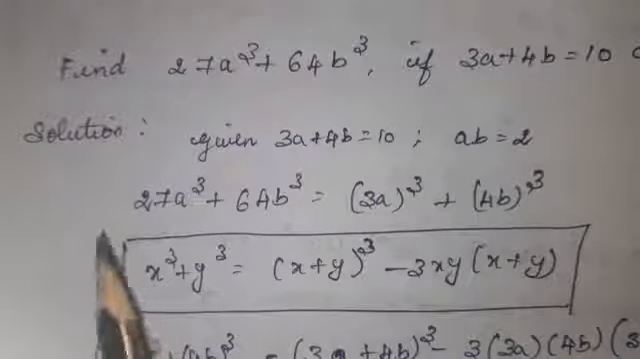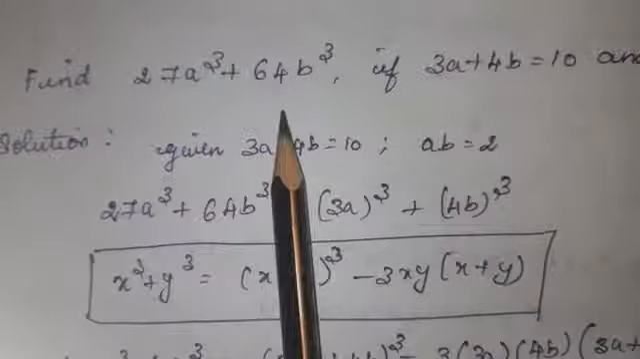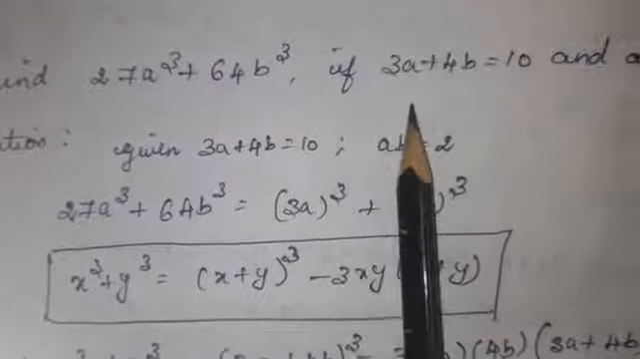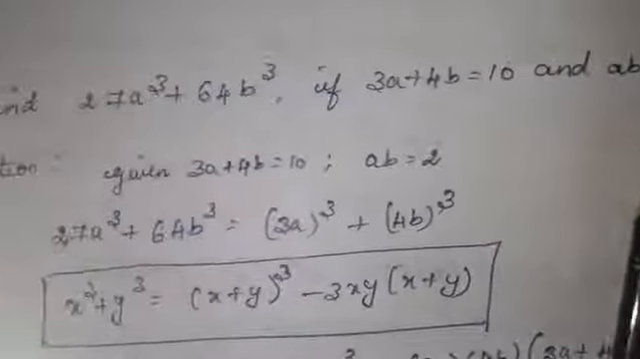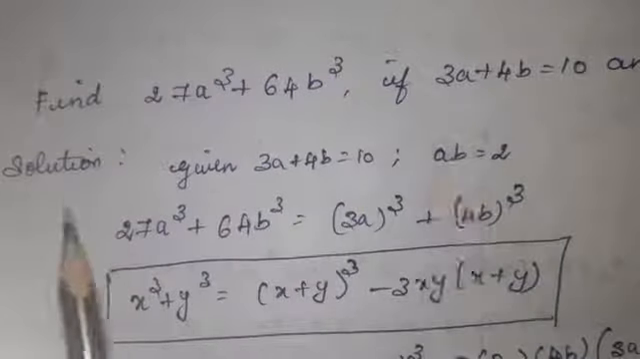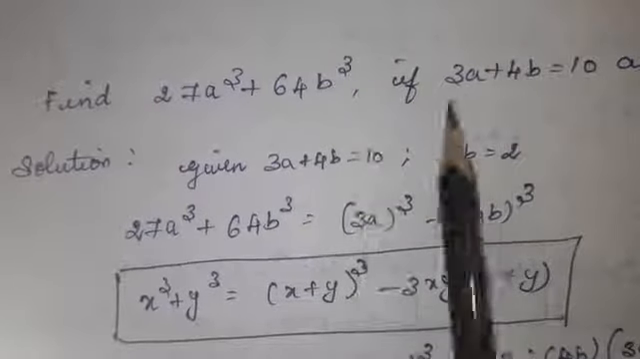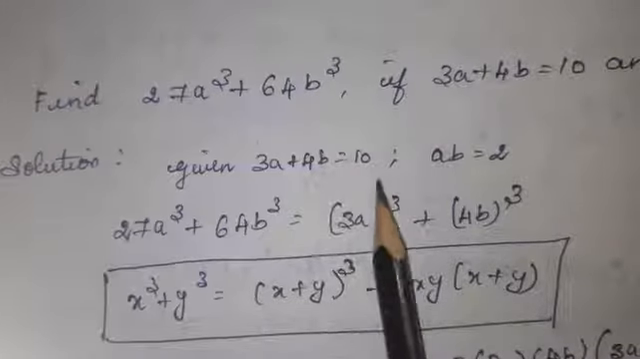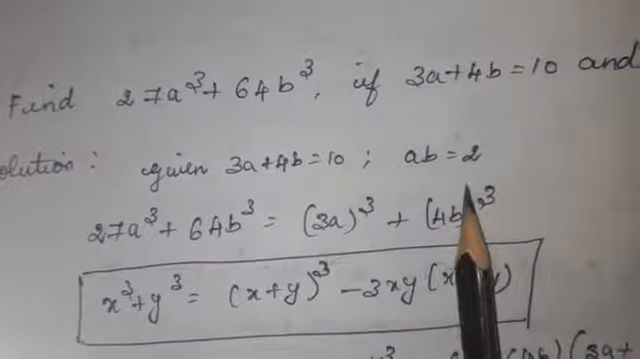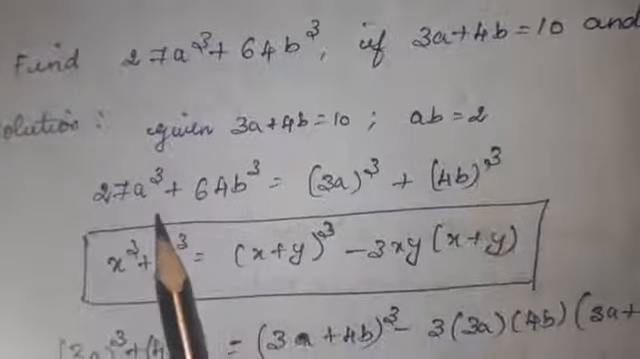Another method: find 27a cube plus 64b cube if 3a plus 4b is equal to 10 and ab is equal to 2. This is the question. Solution: the given conditions I have written here. The given is 3a plus 4b is equal to 10, and ab value is 2. The question I have written here.